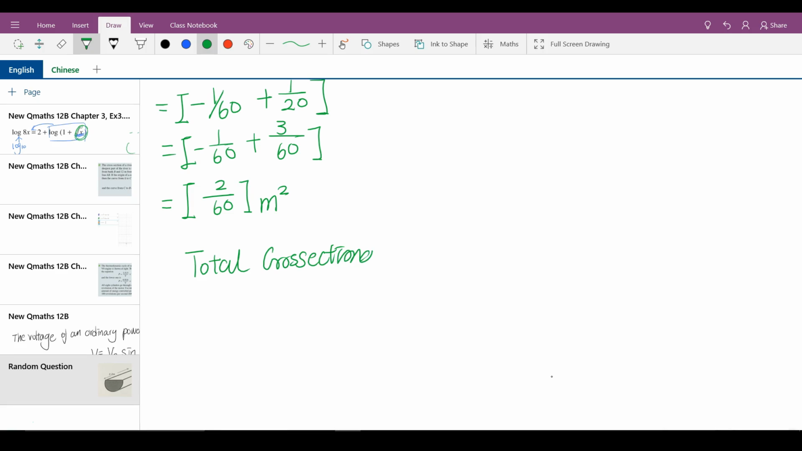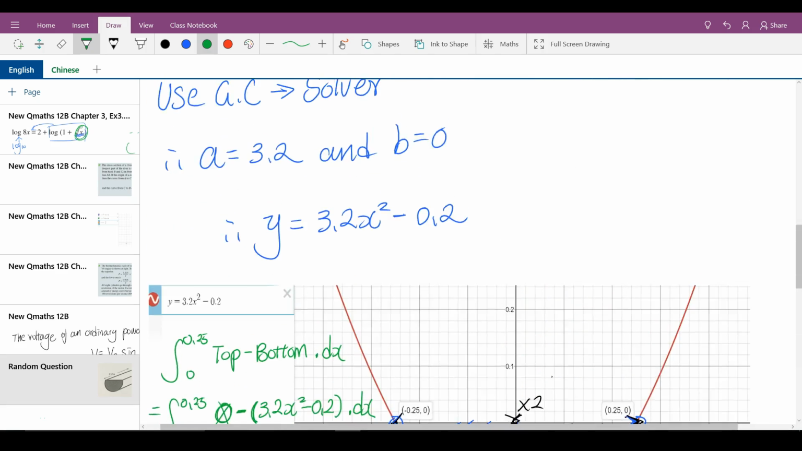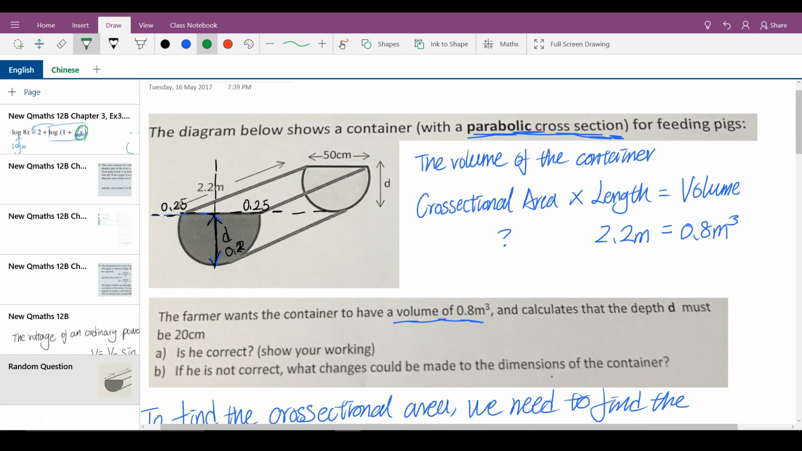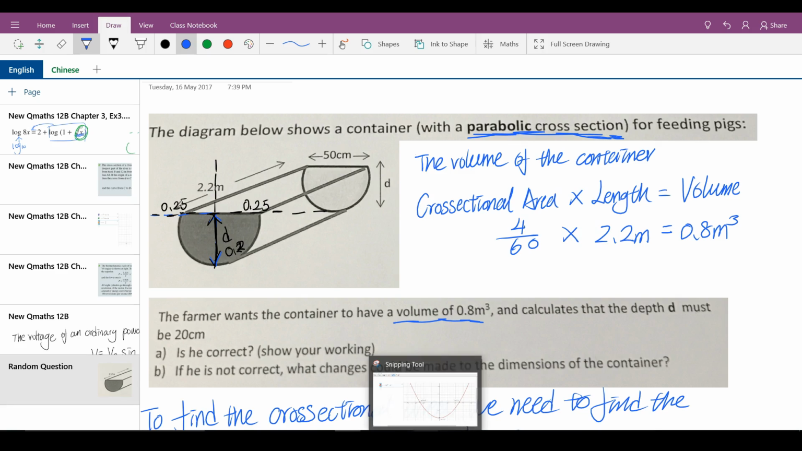is equal to 2 over 60 multiplied by 2, which is equal to 4 over 60 meter squared. So we got our cross-sectional area now, so we can sub it back into that. We can put it in here now, which is 4 over 60. So now we can see it is 4 over 60 multiplied by 2.2, giving us 0.8.